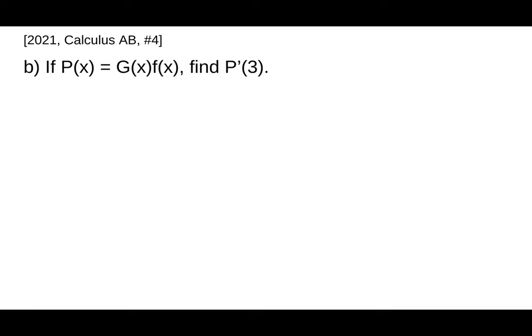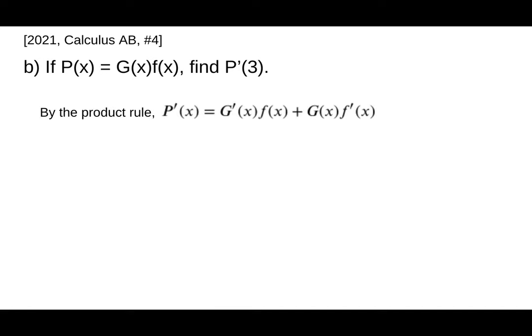In part B, we define a function p of x equals g of x times f of x, and we are asked to find p prime of 3. Well, in order to find p prime of 3, I have to find a rule for p prime of x that would require the product rule. So by the product rule, p prime of x is g prime of x times f of x plus g of x times f prime of x. Therefore, p prime of 3 is equal to g prime of 3 times f of 3 plus g of 3 times f prime of 3.